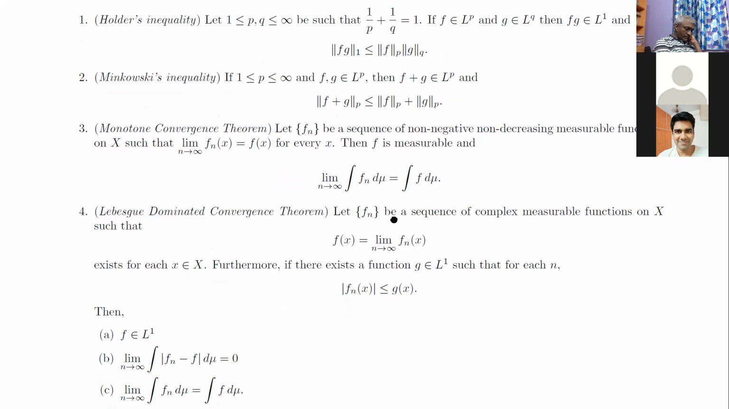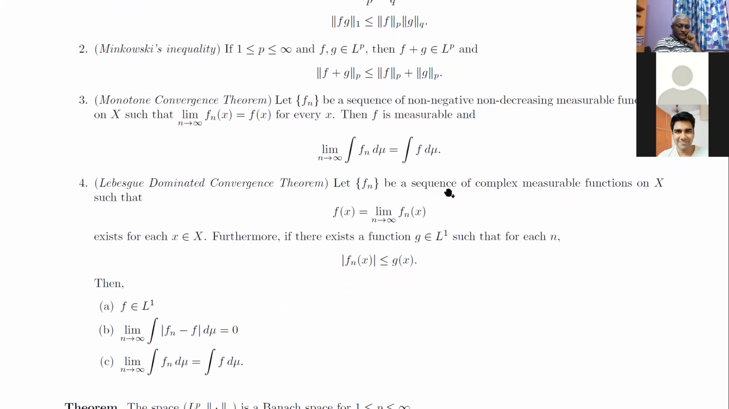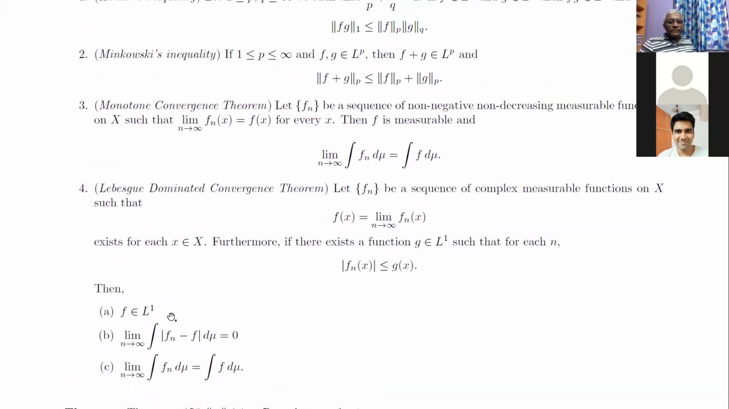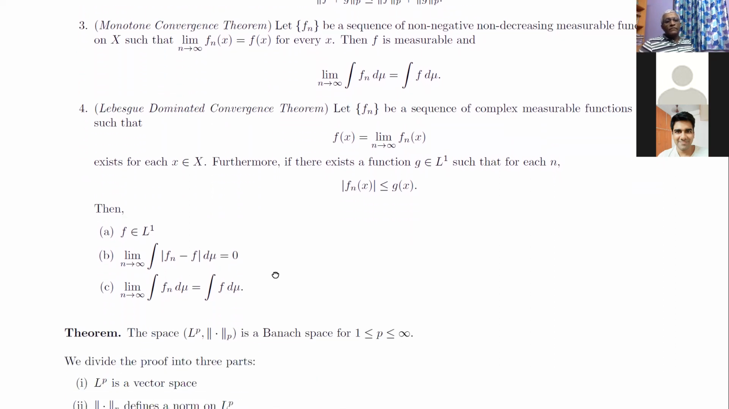And finally, the Lebesgue dominated convergence theorem, which states that if f_n is a sequence of complex-valued measurable functions on X, such that f is the pointwise limit of f_n and it exists for each x, and if each f_n(x) is bounded by a function g in L^1, then we can come to the following conclusions: f is in L^1, the limit as n tends to infinity of the norm of f_n minus f is 0, and of course this implies that the limit as n tends to infinity of the integral of f_n is equal to the integral of f. So these are the four things which we will be assuming throughout.